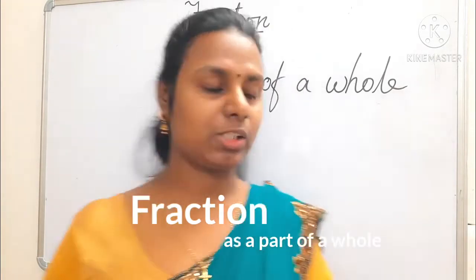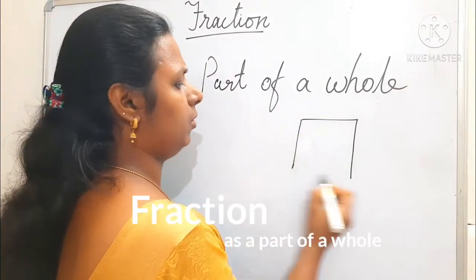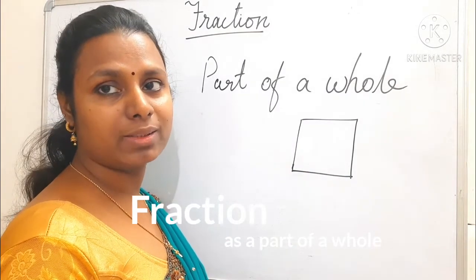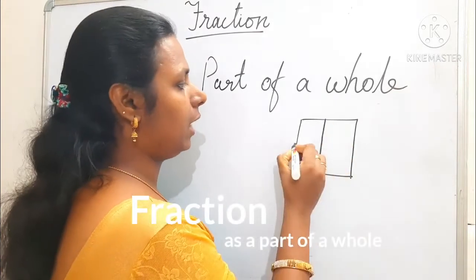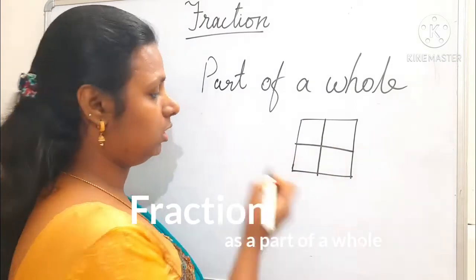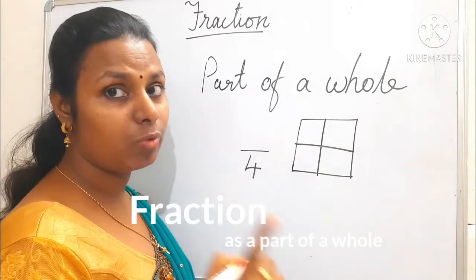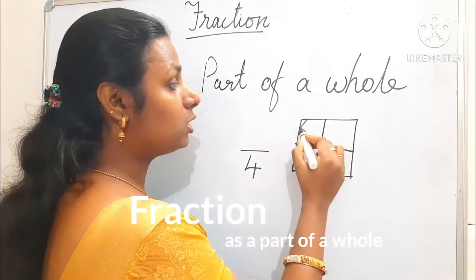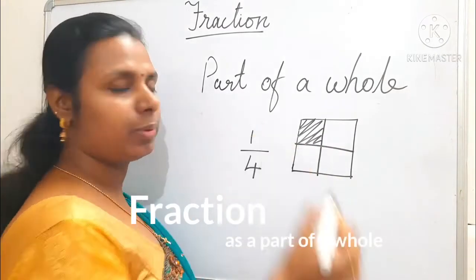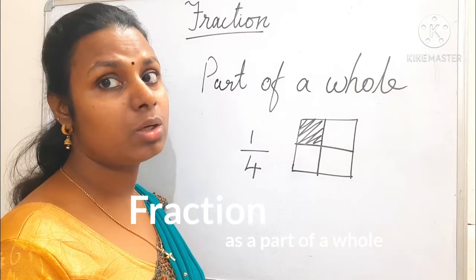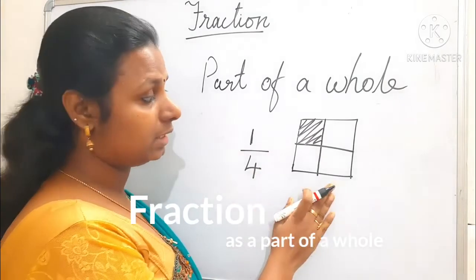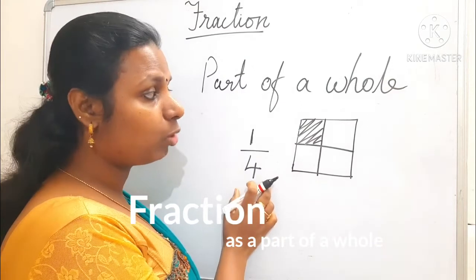When you write the fraction, for example, let us take 1 square. I am going to divide it into 4 parts. I have divided it into 4 parts. How many parts are there now? 4. So, total number of parts we will write down, and how much you need, the shaded part, you write on the top. This 1/4 is the fraction for this.